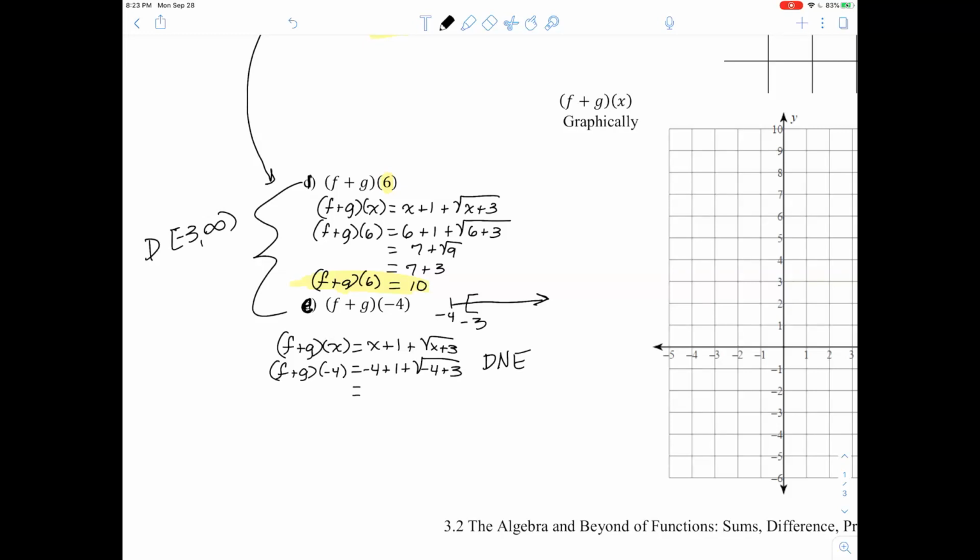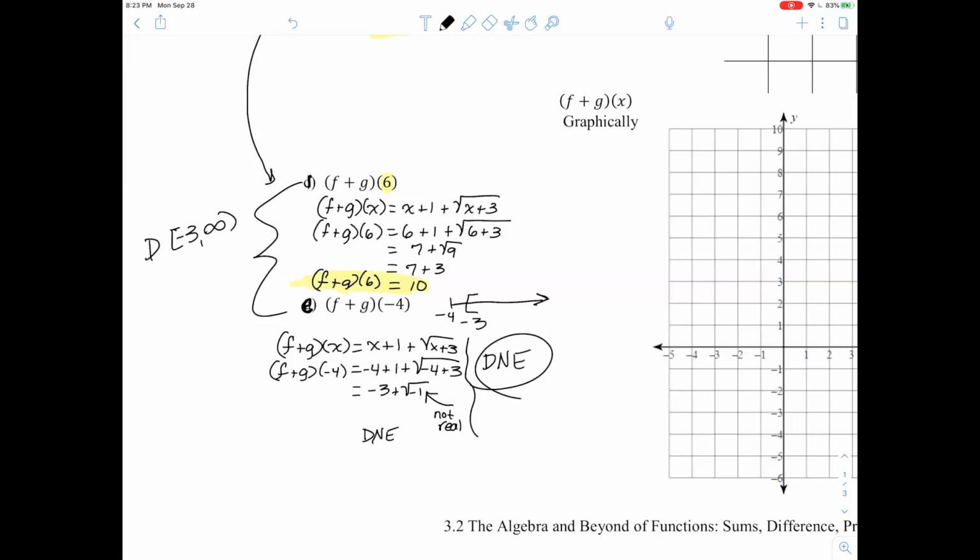And if we were to continue to work that out, I'm going to circle that there and separate it. Here we go. That's -3 plus the square root of -1. Here's the problem. This is not real. Therefore, we don't have a solution to this equation. So this situation does not exist because -4 is outside of the domain of our new function.